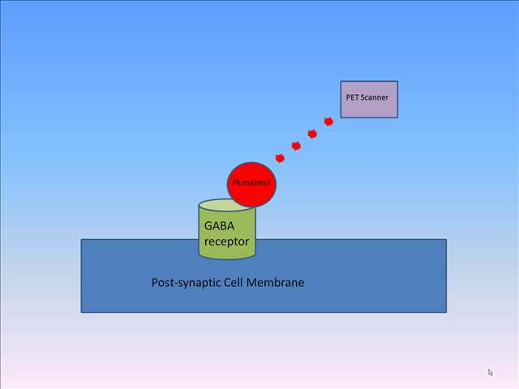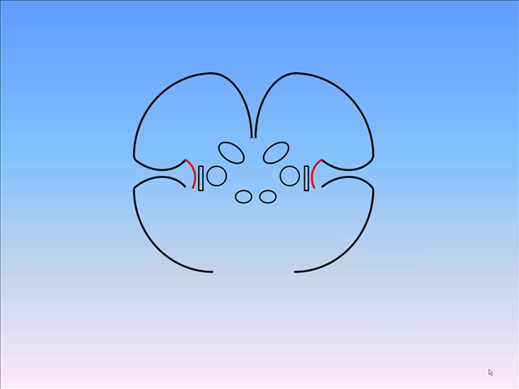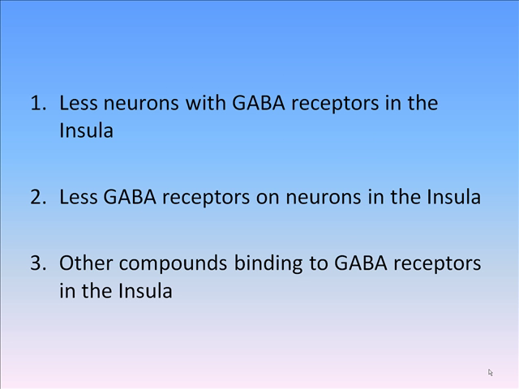Now what the authors found was quite interesting. There was less activity in the insular cortex in people with panic attacks than in those without. There were a number of explanations for this. So first of all, there could have been fewer neurons with GABA receptors in the insula. Secondly, there could have been fewer GABA receptors on neurons in the insula. And thirdly, other compounds binding to GABA receptors in the insula.